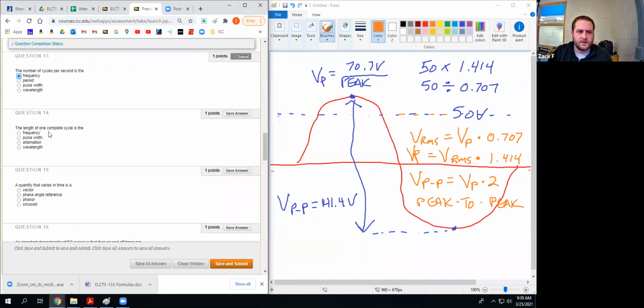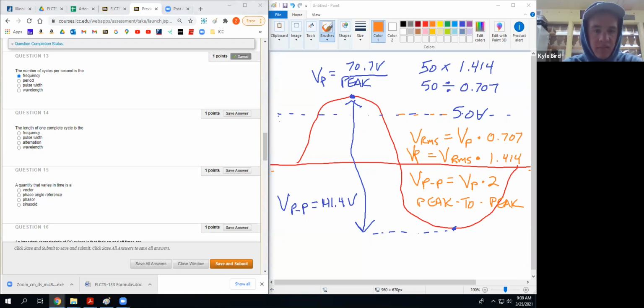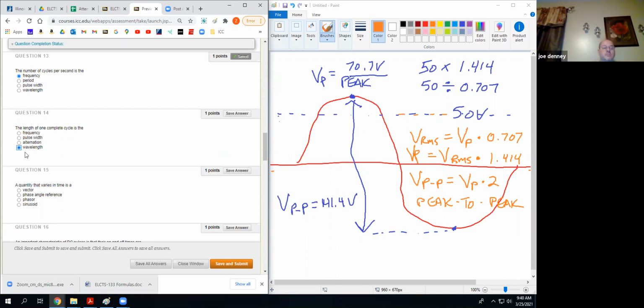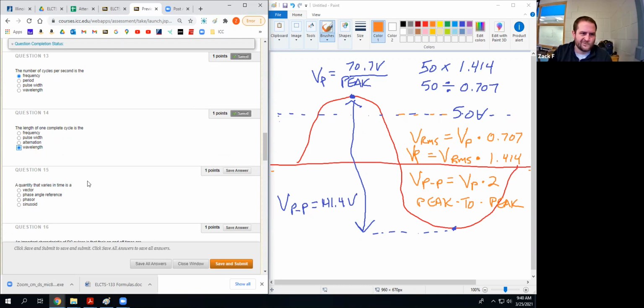Length of one complete cycle. Wavelength. Yeah, that's a wavelength. Quantity that varies in time. Phasor. Yeah, phasors.